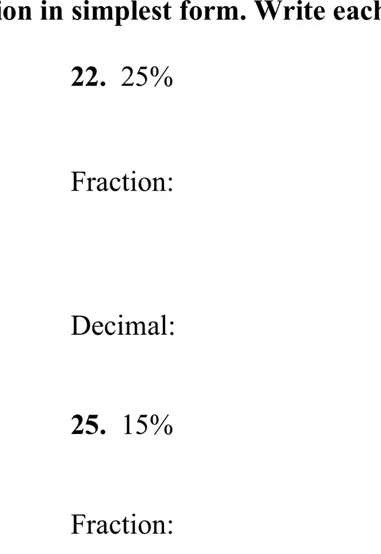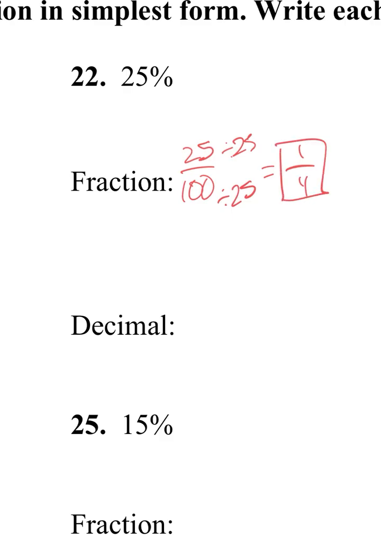On number 22, we've got 25 100ths. So as a fraction, it's going to be 25 over 100. What's the greatest common factor for 25 and 100? So what's the biggest number that will divide 25 and 100? 25. So 25 divided by 25 is 1, and then 100 divided by 25 is 4. Use your calculator, trust but verify, and make sure that I'm right.